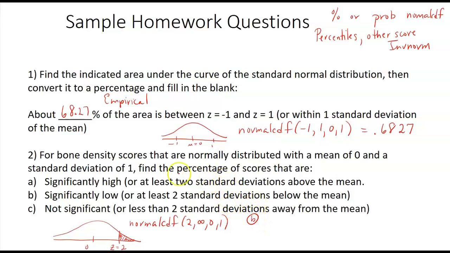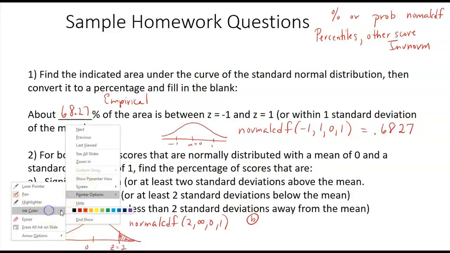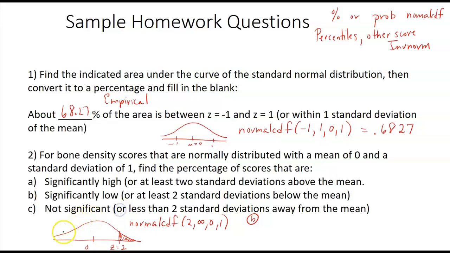Part B, significantly low. So significantly low is going to be over here and be less than -2. So we're going to do the normal CDF from -infinity to -2, and that would give us part B.